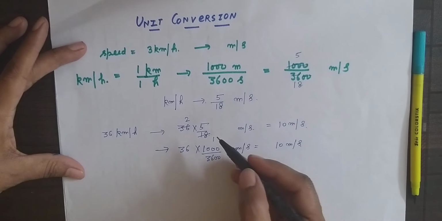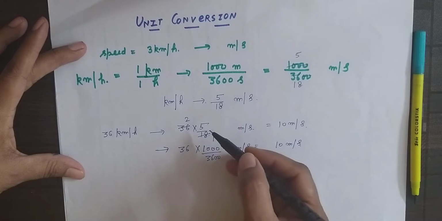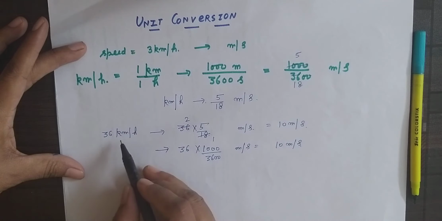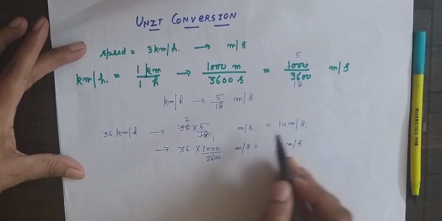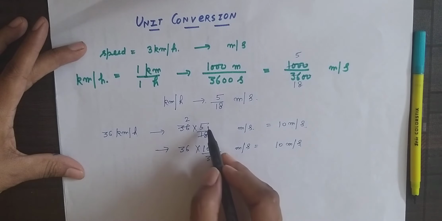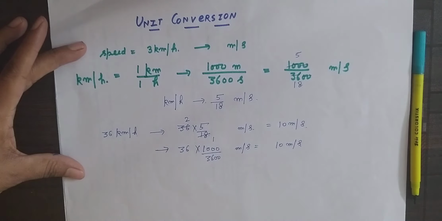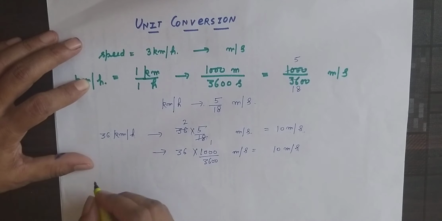So in simple words, I'm suggesting that you just remember this, that whenever we want to convert kilometer per hour into meter per second, you just have to multiply that term with 5 upon 18. Let's take another example also.